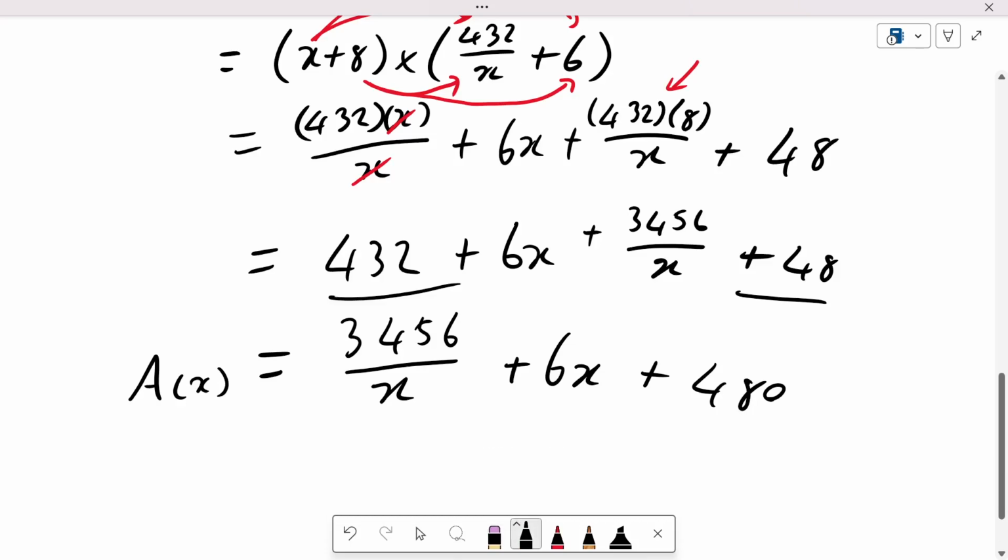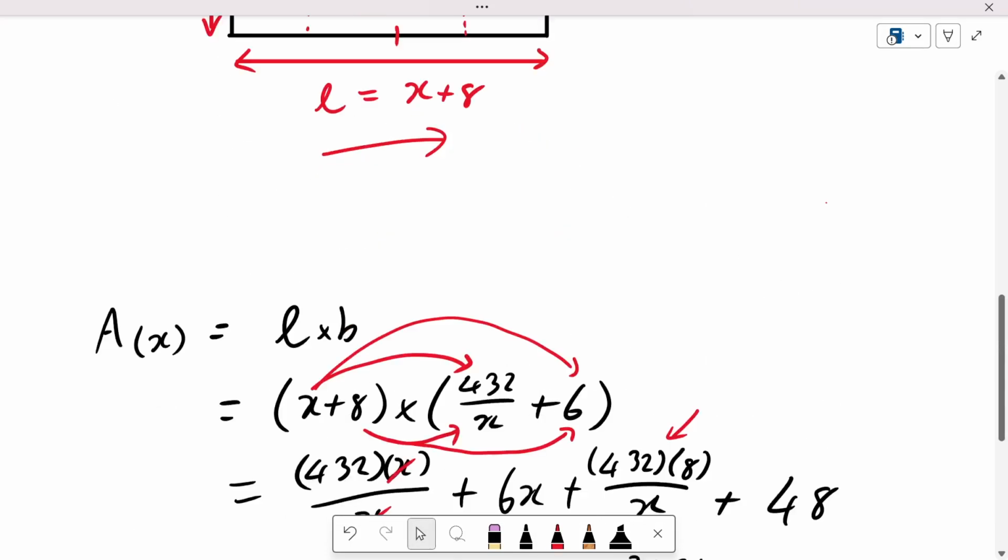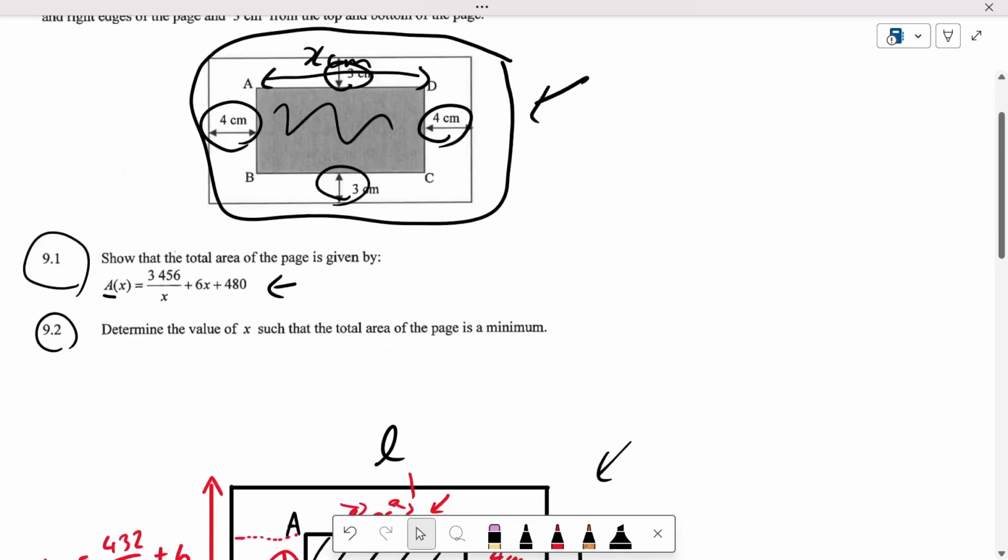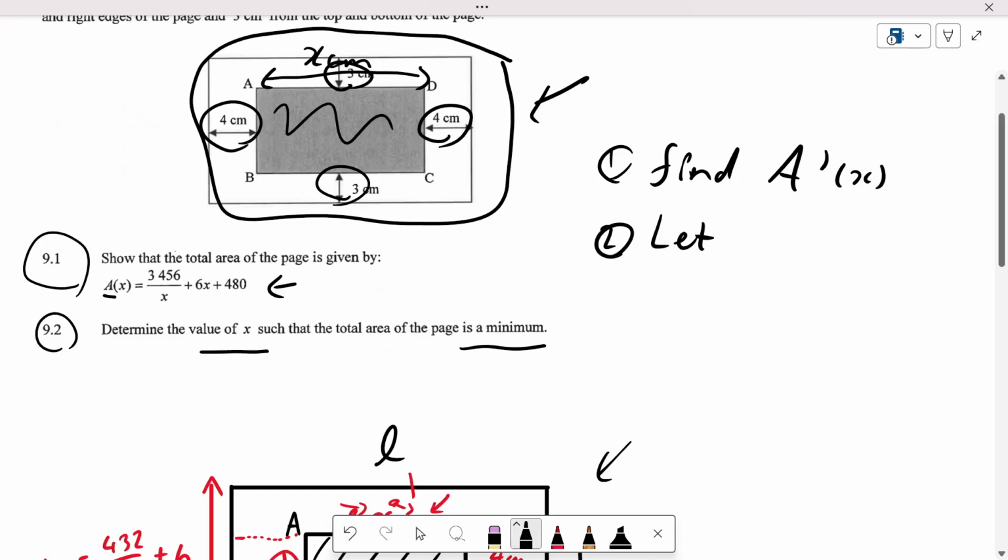Now we need to go to the next question. And the next question, let's just be reminded what it says. Determine the value of x such that the total area of the page is a minimum. Okay, so whenever we want to determine the maximum and the minimum, if you can remember, we would normally, first of all, find the first derivative. So let's say in this case it's going to be A prime of x, and then we are going to let A prime of x equal to 0.